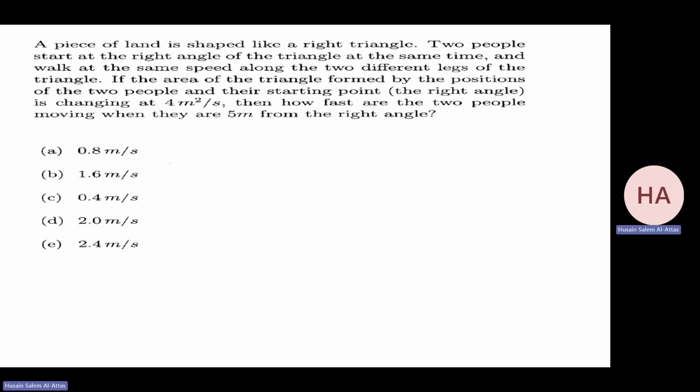Yeah. There's a nice story. A piece of land is shaped like a right triangle.